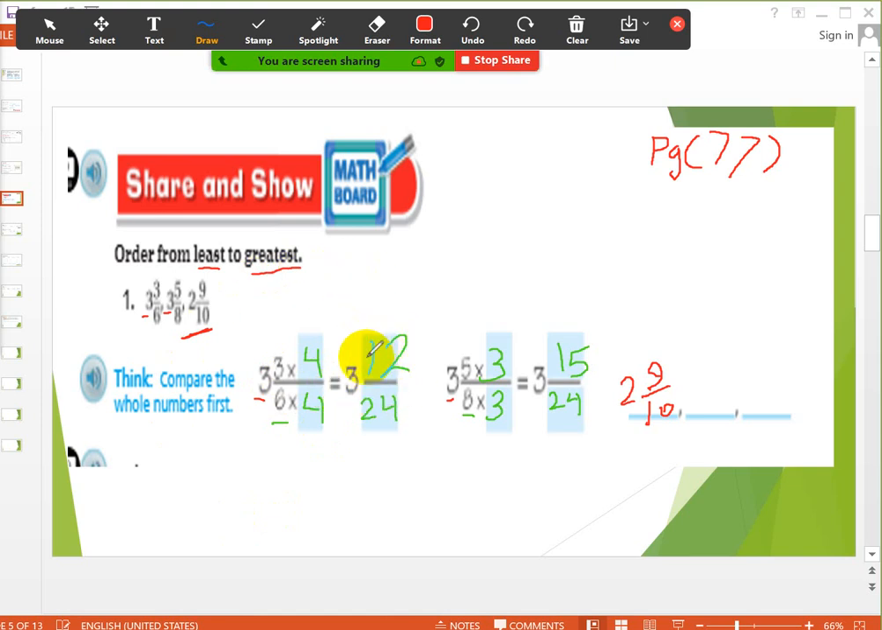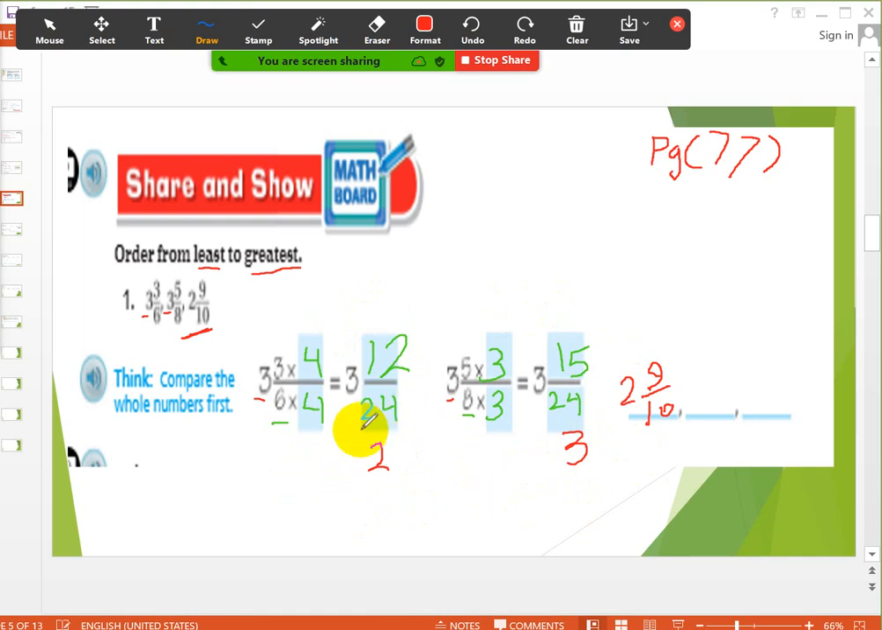3 and 12 over 24, 3 and 15 over 24. Which one is the greater, 12 or 15? 15 is greater than 12, right? So if I want to order the numbers, it will be what? This is the second one, and this is the third one.